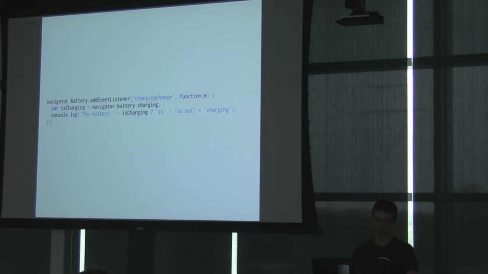Here's an example of what the code looks like. Basically, all you have to do is add an event listener to the charging change, and you get a new object on the navigator called battery that lets you see a binary of whether or not it's charging. You can hook up to those events, so every time that you unplug or plug in, or even when the power drops from 55 to 54%, you can capture all those events and hook into them.